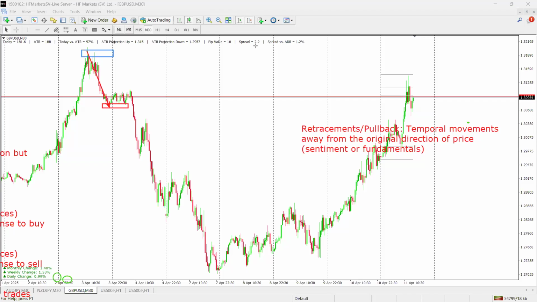Price retraced, although not too much, just a little bit, and did what? Continued lower. Again, another level of support right here, right? Price retraced a little bit again. What happened next? Again, continuation lower.